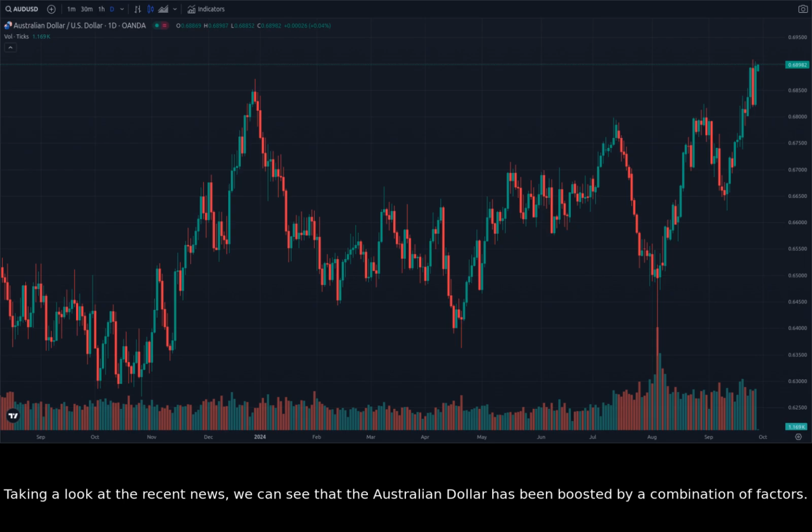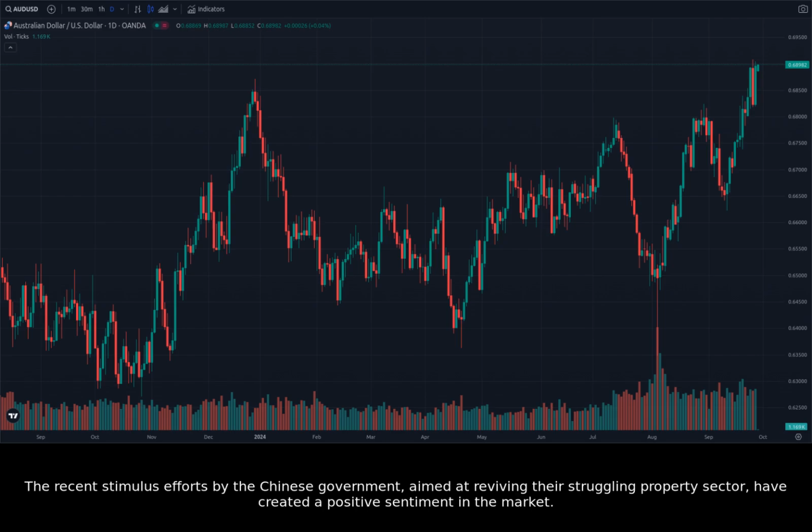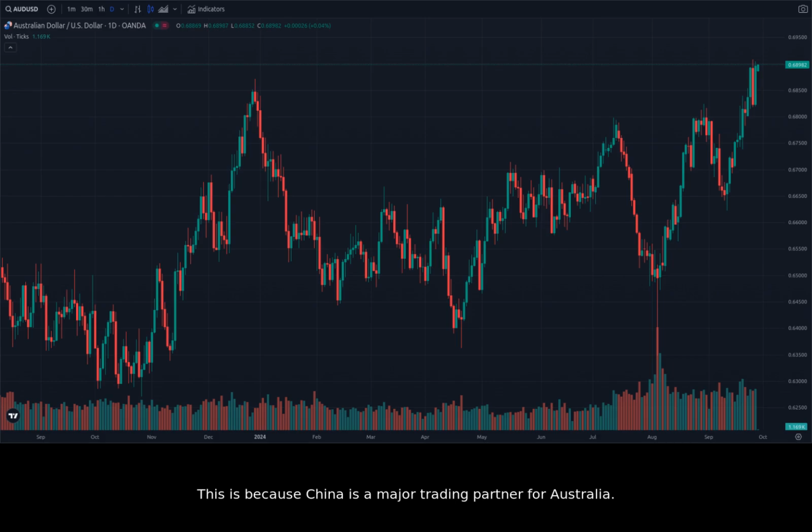Taking a look at the recent news, we can see that the Australian dollar has been boosted by a combination of factors. The recent stimulus efforts by the Chinese government, aimed at reviving their struggling property sector, have created a positive sentiment in the market. This is because China is a major trading partner for Australia.